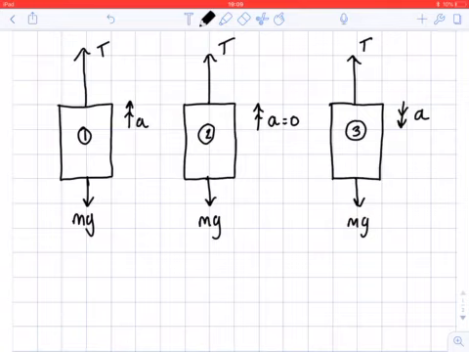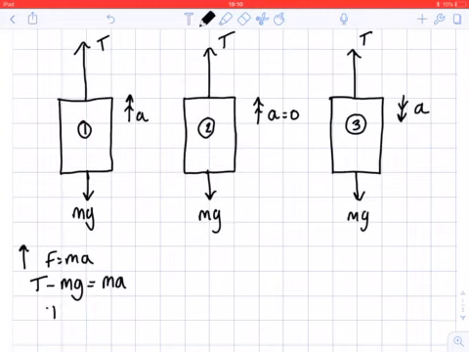Now, all I can do in these three situations is effectively apply F equals ma. We've got forces, masses and accelerations, and we tend to apply F equals ma in the direction of motion. So if I look in the first instance, applying F equals ma upwards, we've got the tension in the lift acting upwards, we've got the mg acting downwards, and that's equal to ma. So the tension in the lift is equal to mg plus ma.